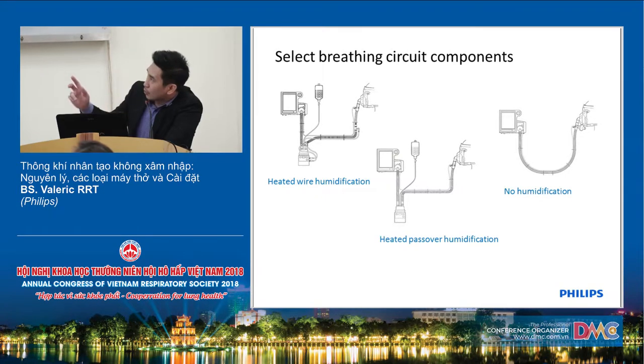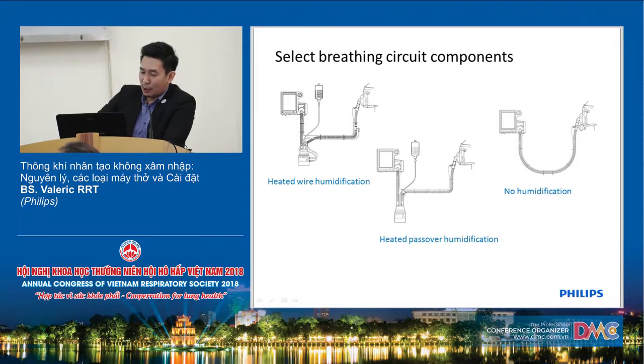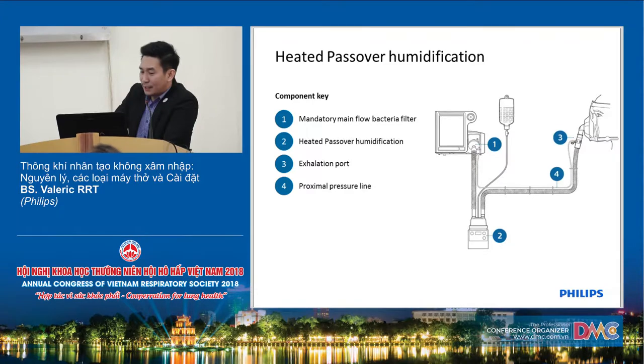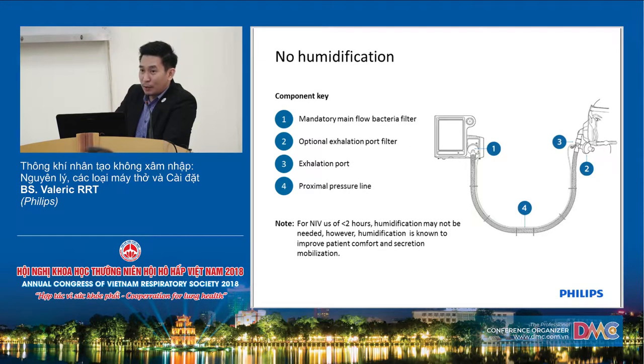So to give you some overview, these are the setups for non-invasive ventilation: if you're using heated wire humidification, or passover humidification without heated wire, or no humidification at all. This is the setup with heated wire. This is the setup for non-heated wire or passover humidification. This is no humidification at all.